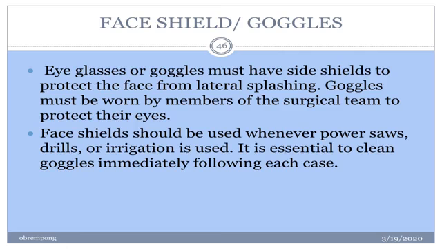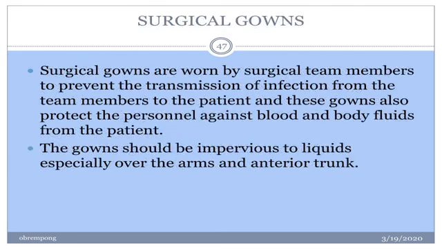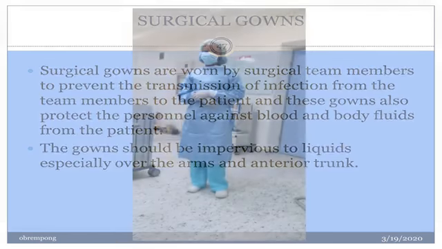Eyeglasses or goggles must also be used as a shield to prevent splashing of materials from getting into contact with the eye. A face shield must be used whenever power saws, drills, or irrigation is used. So when you are suctioning, when you are drilling, when you are using power saws to cut a part of the body, face shields are supposed to be used because it may splash. Surgical gowns are supposed to be worn by surgical team members to prevent the transmission of infection from the team members to the patient and from the patient also to the team members. So that is the need.